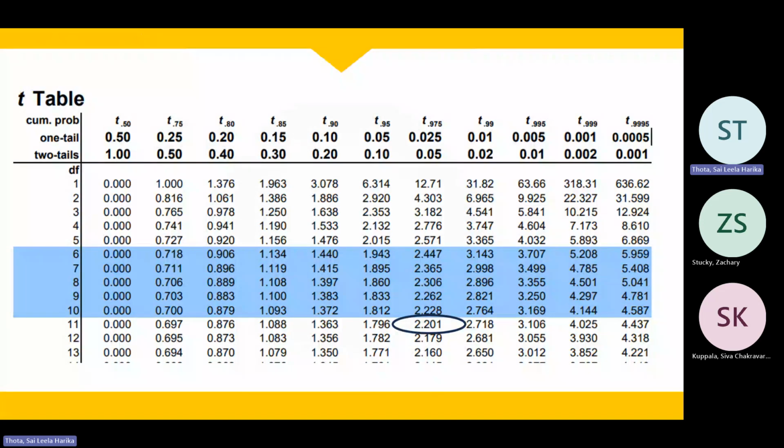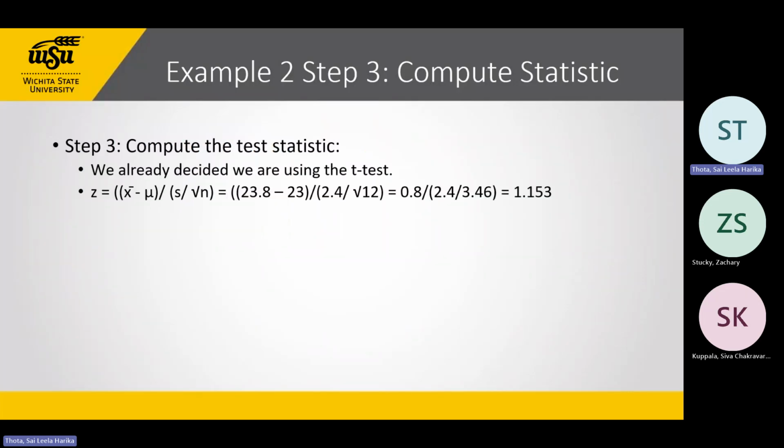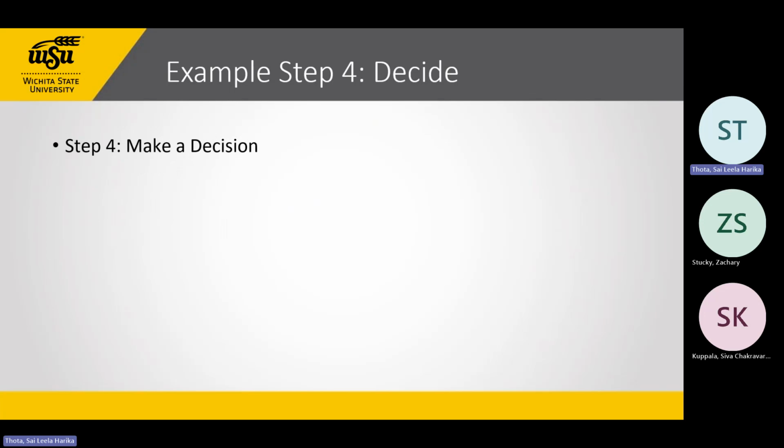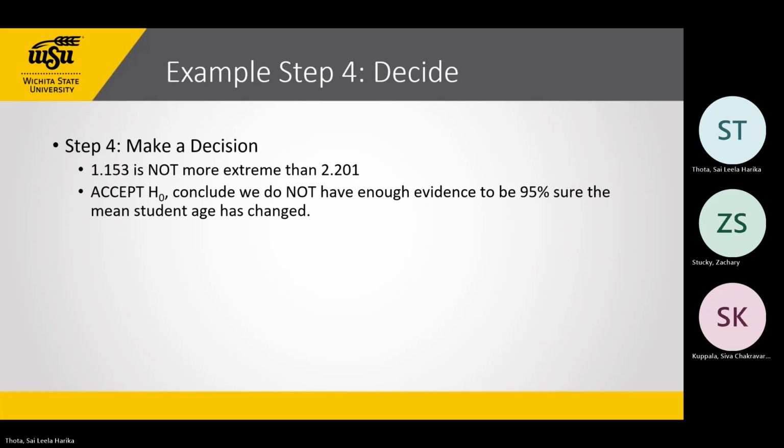After finding the values by using the t table, we will jump into the step of calculating the test statistic. So we are already using the t-test because the sample size is less than 30, and that is the formula for that. We substitute the values, and we got 1.153. So what is the decision that we make? 1.153 is not more extreme than the critical value. After substituting all the values in the formula, we got 1.153, which is not more extreme than 2.201.